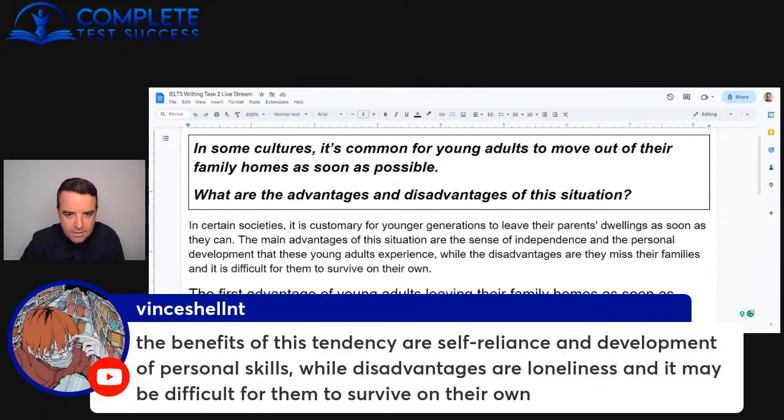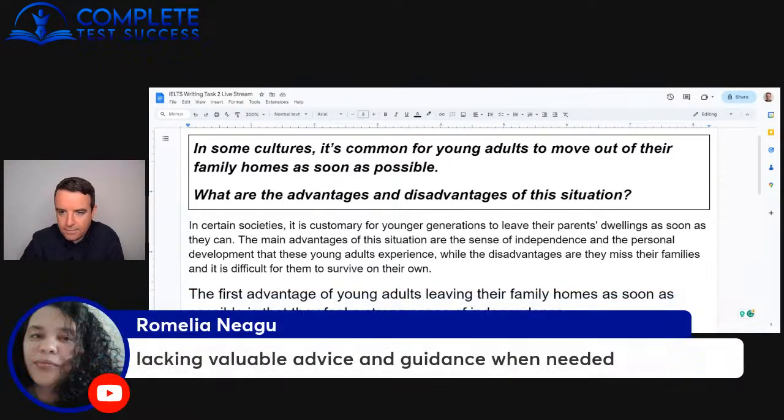The benefit of this sentence, person's is okay. So we looked at that already. Lacking valuable advice and guidance when needed. Okay, so that would be one idea.